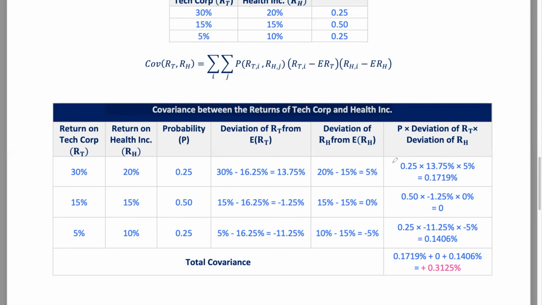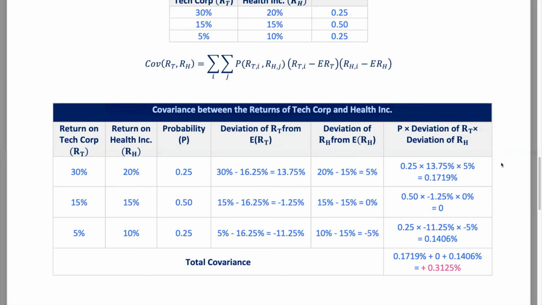We will break it down by each probability. First, let's calculate for the 25% probability. We start by calculating the deviation of each return from their expected values. Next, we multiply these deviations together, and then by the joint probability. We will do the same for other probabilities as well. Finally, we sum these results to get the covariance. By calculating these steps, we determined the covariance between Tech Corp and Health Incorporation is 0.3125%. This positive covariance indicates that when Tech Corp performs well, Health Incorporation also tends to perform well, and vice versa.